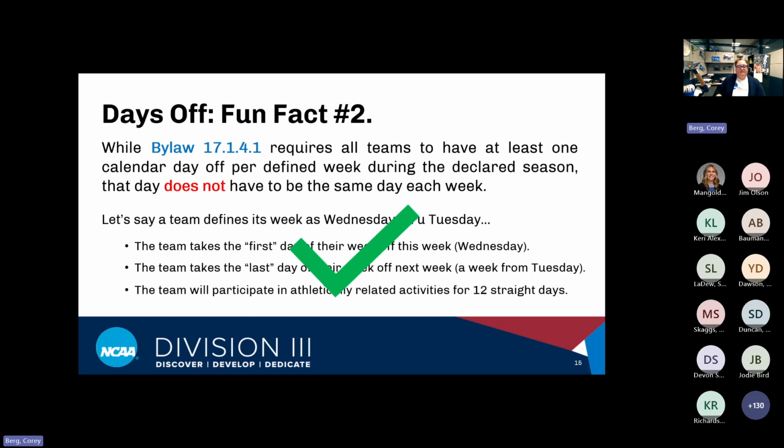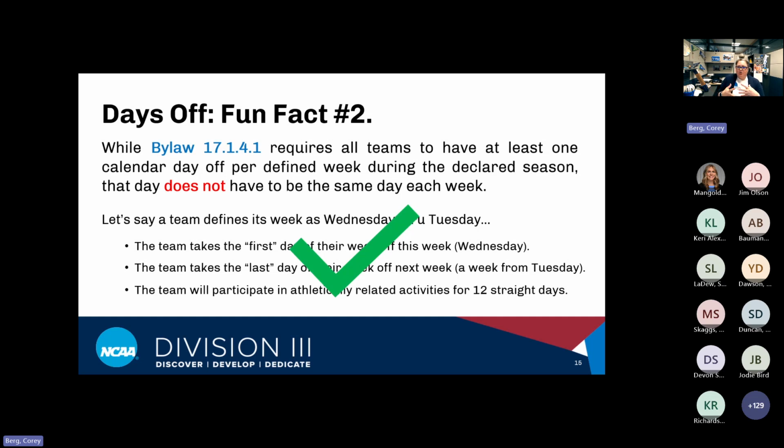This is totally fine legislatively. Is it the best idea for your sport and for your student athletes and health and safety and well-being and all of that? I'm going to leave that up to you and to your athletic training staff and your medical staff. But when it comes down to the bylaws, this is completely fine.